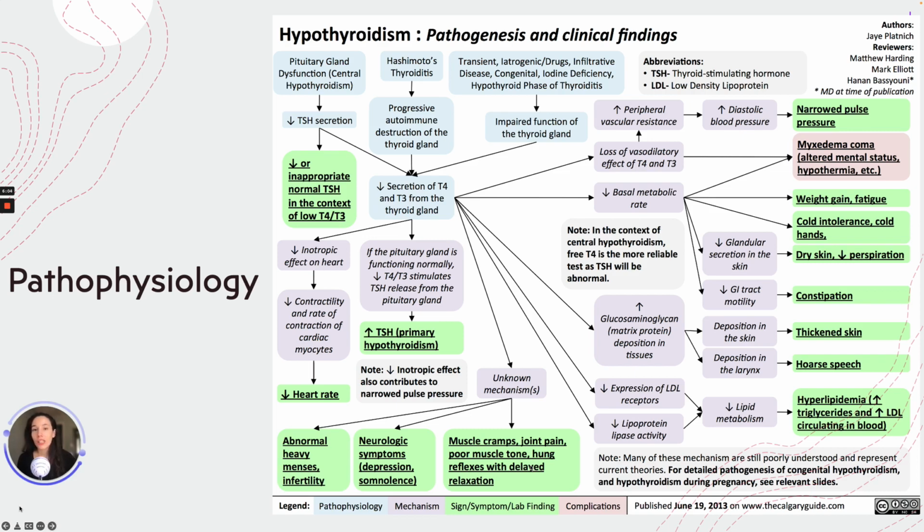We need to watch out for myxedema coma, in which we'll see an altered mental state, hypothermia, and a decreased metabolic rate. We're going to see weight gain, fatigue, cold intolerance, dry skin, decreased perspiration, constipation, and thickened skin. They may have a hoarse speech, and they may have hyperlipidemia.